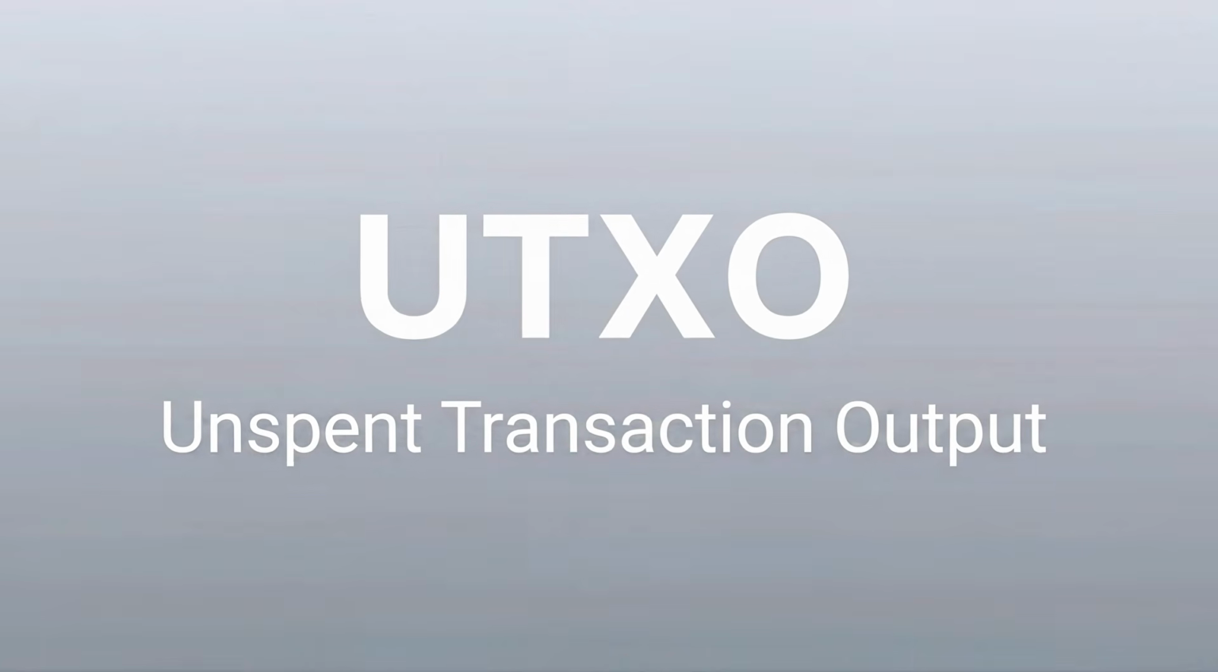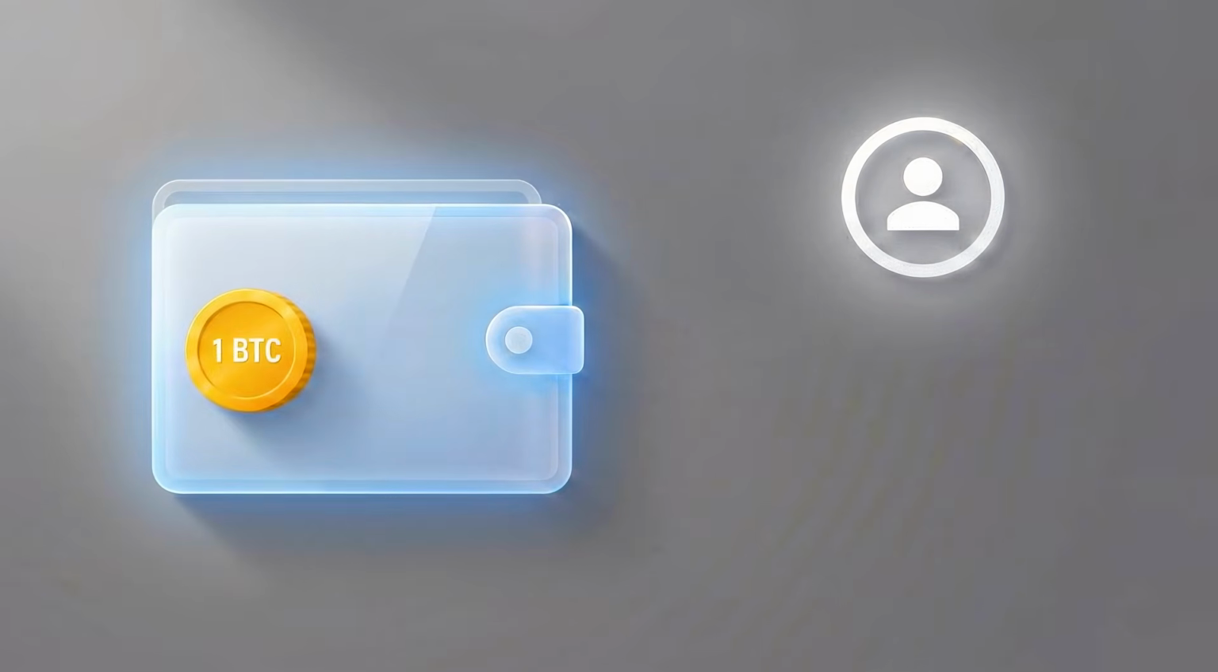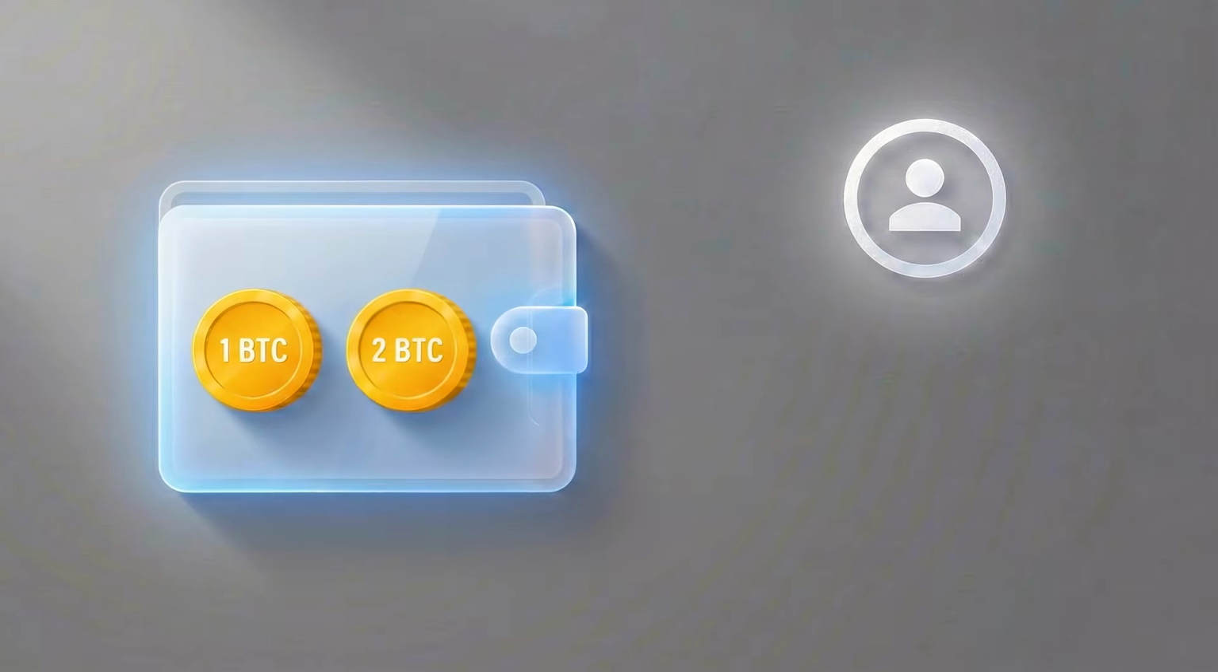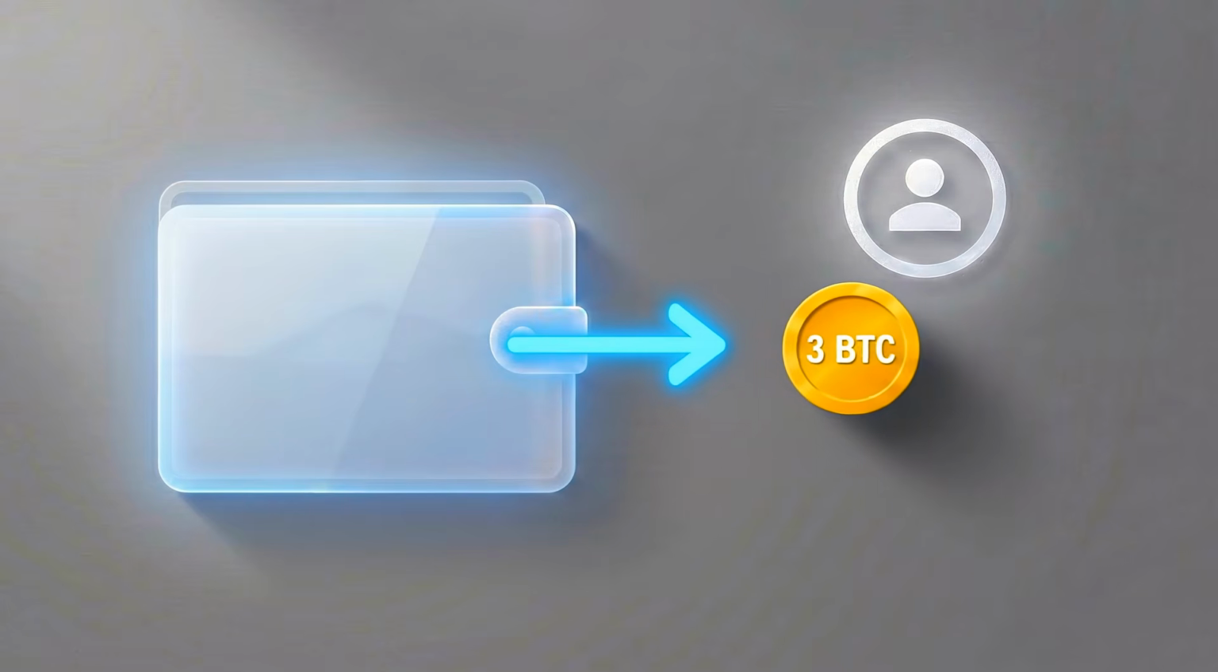Instead, it operates on a UTXO model. Think of UTXOs as coins in your wallet. Let's say you have a coin of 1 BTC and a coin of 2 BTC. If you want to pay someone 3 BTC, you combine these two coins and send them to the receiver.